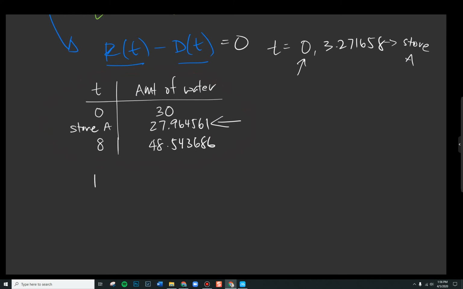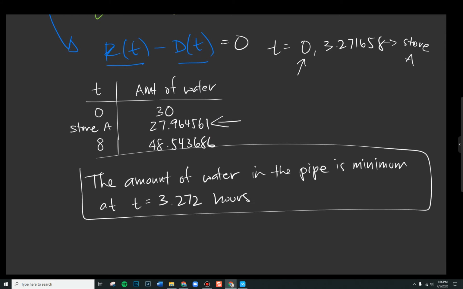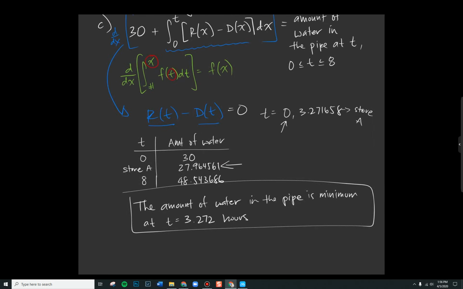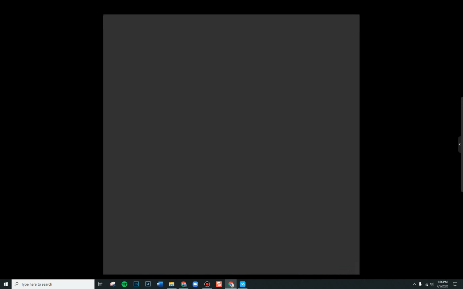So I'm going to say my conclusion is the amount of water in the pipe is minimum at time equal to, and I'm going to round that, 3.272 hours. Okay, so that's it for letter C. I'm going to have to go to another page to go to the last letter, D.